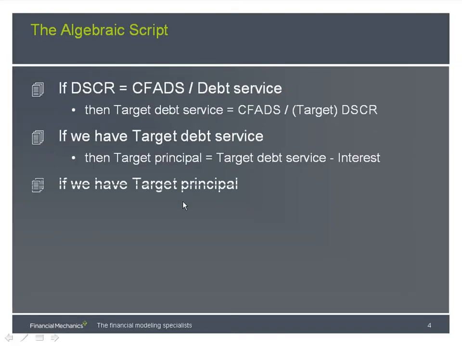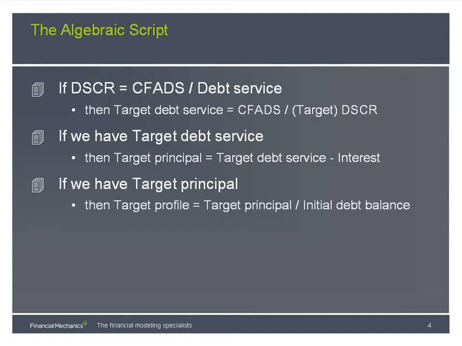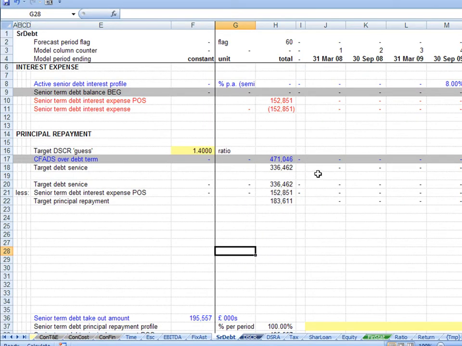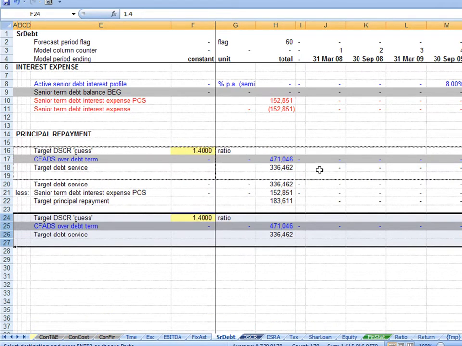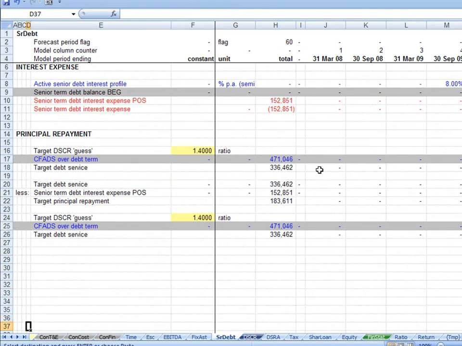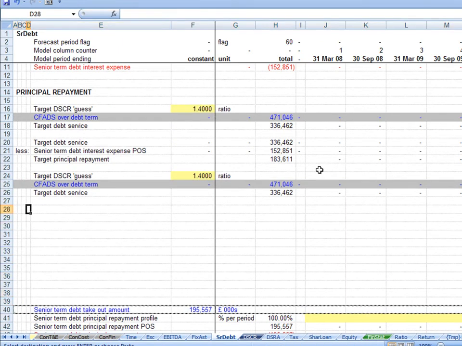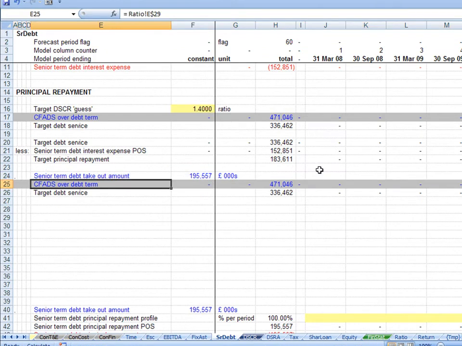So if we have the target principal, we can then get a target repayment profile based upon looking at that target principal paid in each period and divide back by the initial debt balance. And that sort of B divided by A plan was exactly what we did with the ratio in the first place, so I might as well use some of my fast modeling skills and reuse that calculation block where the A is that initial debt balance, which I can take from this row anchored link here, and what we're looking to use is the target principal repayment.